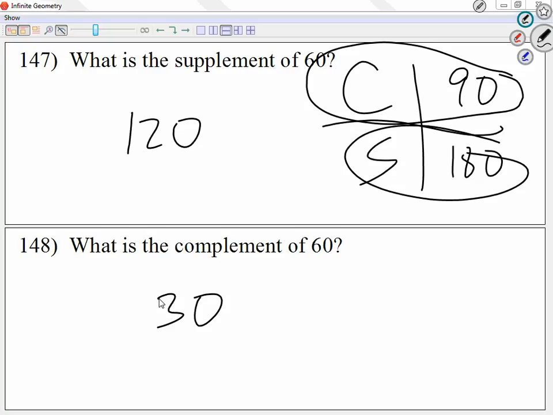Earlier in one class, they came in and said, what's up, is complement the half of it? Not necessarily. Because if I change that to 80, the complement will be 10. Because they add up to 90. Because that is not necessarily half of it.